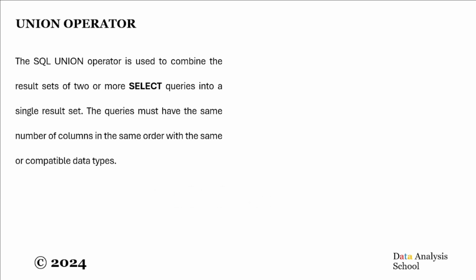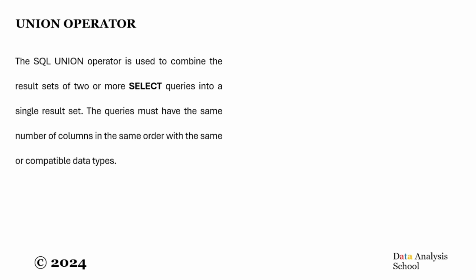What is a union operator? The union operator is used to combine the result set of two or more select queries into a single result set. The queries must have the same number of columns in the same order with the same or compatible data type.